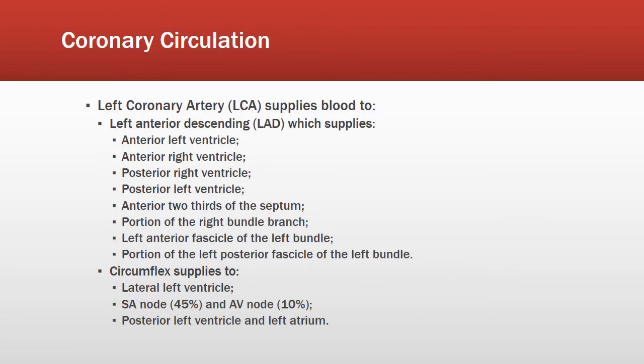The left coronary artery supplies blood to the left anterior descending, or the LAD, which supplies blood to the anterior left ventricle, the anterior right ventricle, the posterior right ventricle, the posterior left ventricle, anterior 2/3 of the septum, a portion of the right bundle branch, the left anterior fascicle of the left bundle, and a portion of the left posterior fascicle of the left bundle.